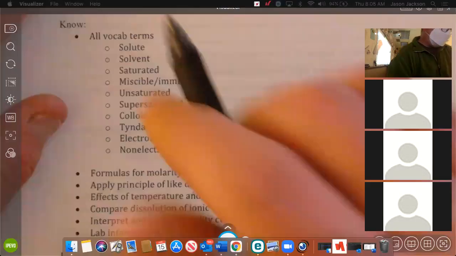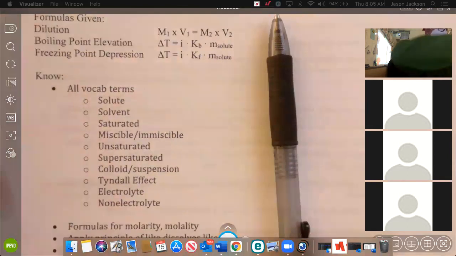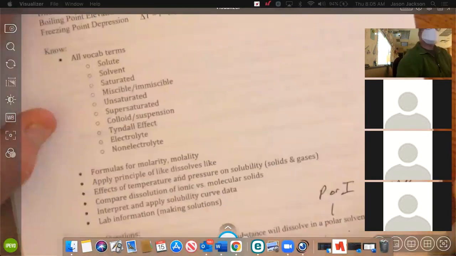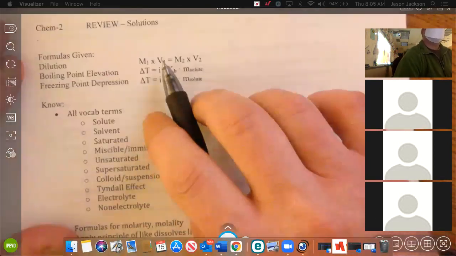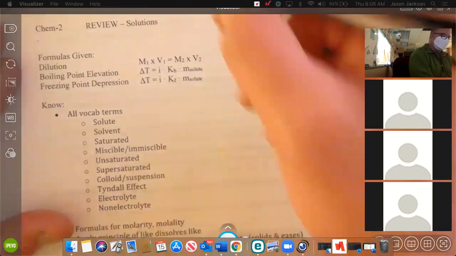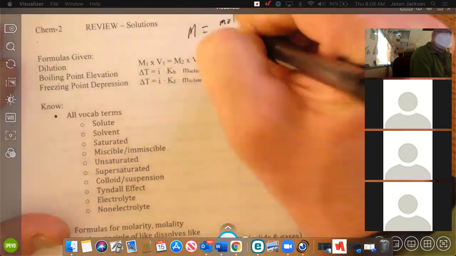All right, solutions review. So if we take a look, these are the formulas that we need to make sure that we have. This is the dilution formula, M1V1 equals M2V2, and these are the boiling point and freezing point formula. Don't forget the general molarity formula is moles over liters.